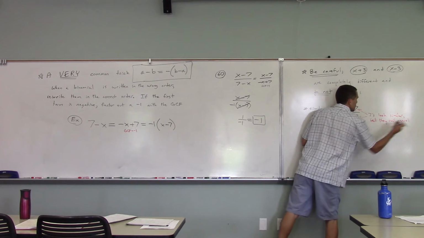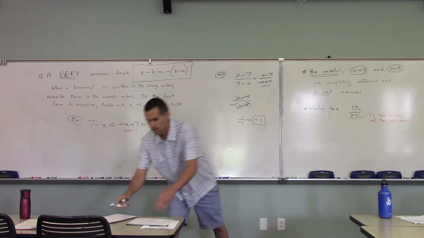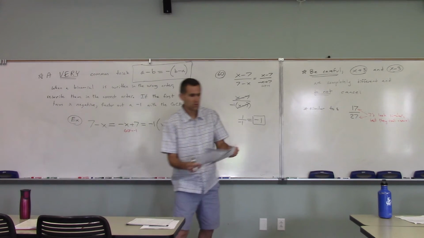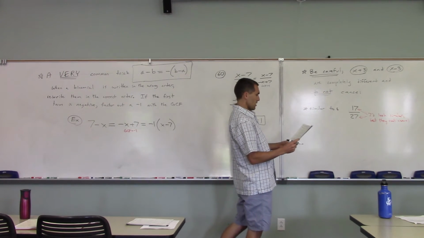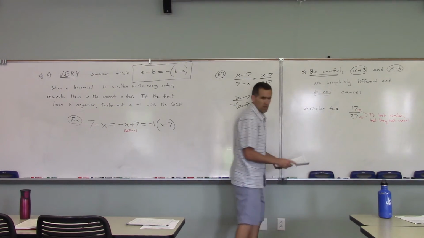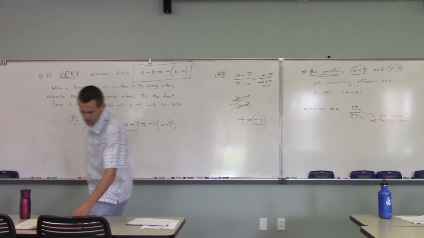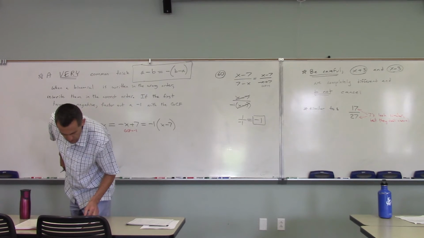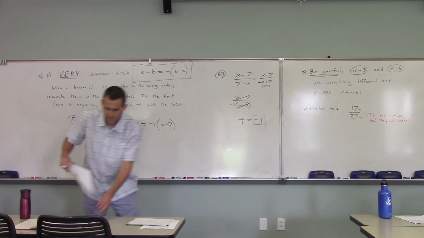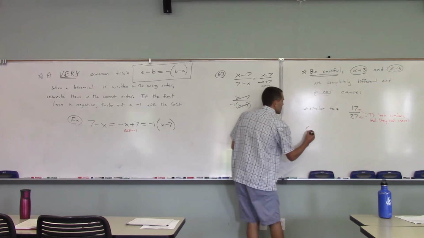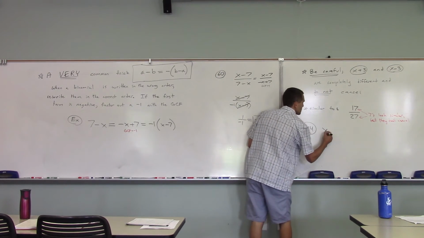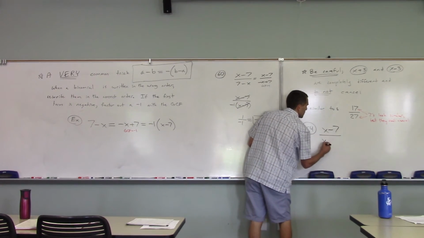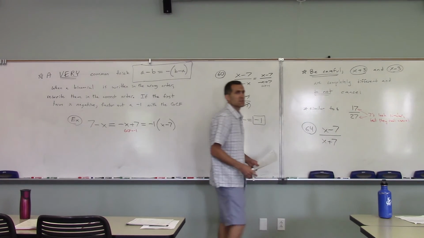Okay, just to show you an example like that, the book gives you, oh, well, I thought they did. Maybe I don't have it written down. The problem I was thinking about, oh, yeah, 64. So 64 is x minus 7 over x plus 7, okay?